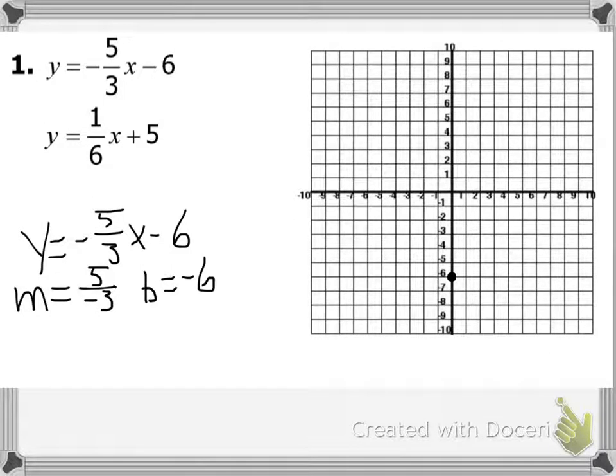Do I start from the origin or my y-intercept? Y-intercept. So from my y-intercept, I'm going up 5: 1, 2, 3, 4, 5. Left 3: 1, 2, 3. And I just keep doing that until I can't get any more points. I want you to get as many points on your graph as you can.